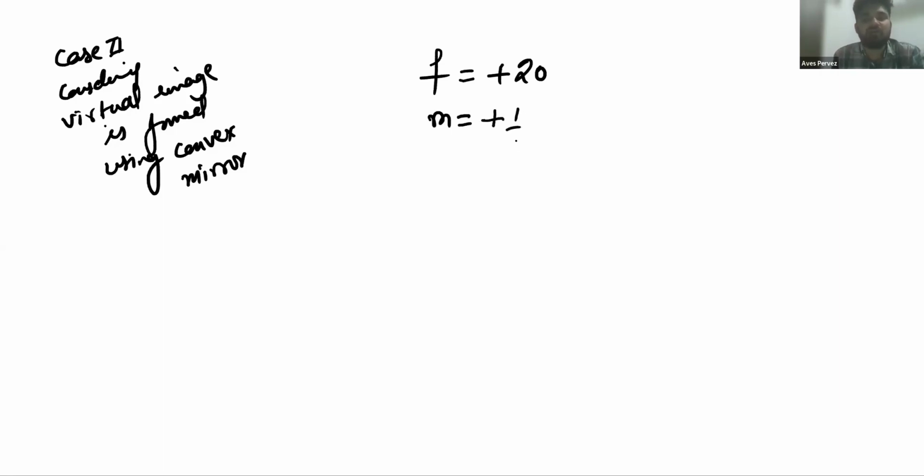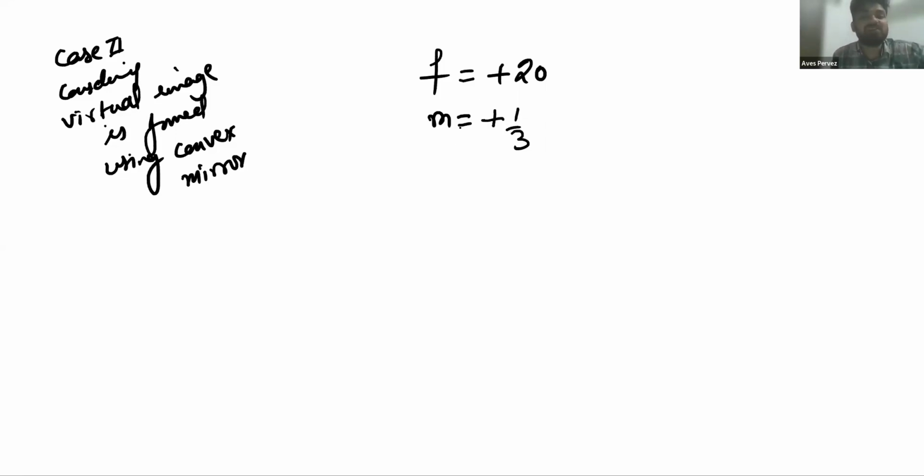So virtual image magnification is also taken as positive 1/3. For the magnification sign, if it is a real image, whether it is formed by lens or mirror, the magnification will be taken as negative, whatever the value is given to you. But if it is virtual image, whether it is formed by mirror or by lens, we need to take this as positive. Virtual image magnification is taken as positive. So we have to put here positive.